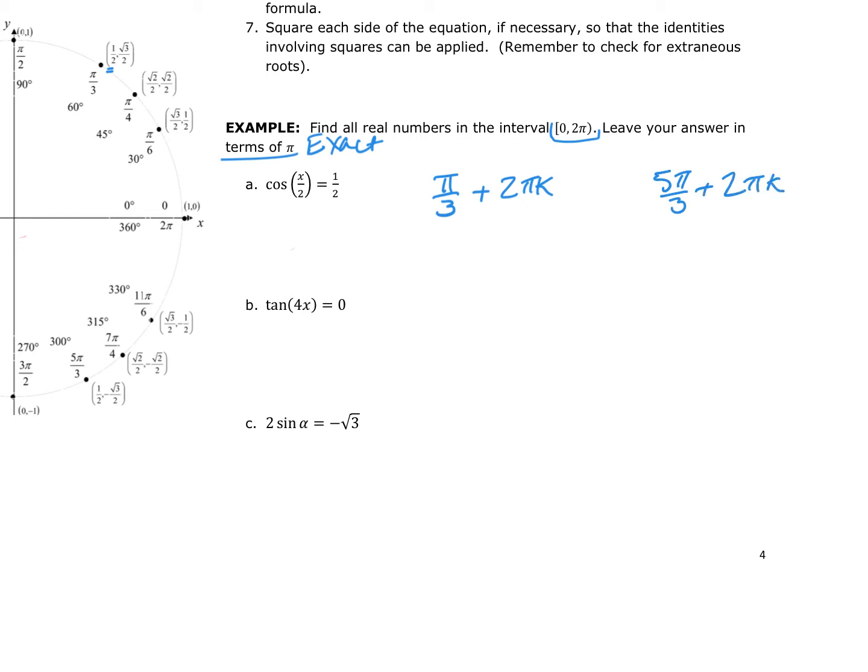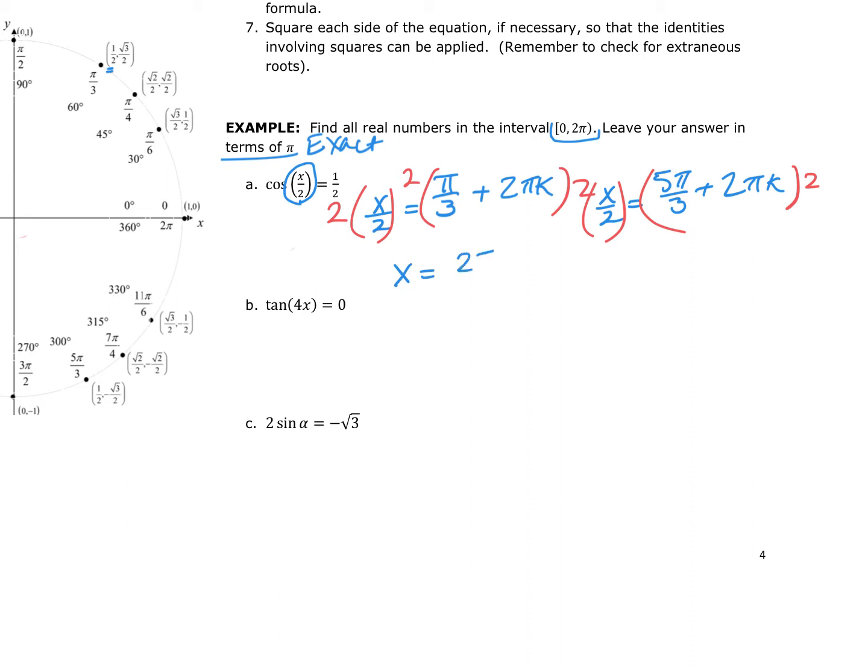Unlike my previous example where I just had a single angle x, I said x is equal to and I'm done. In this case, I've got x over 2 is equal to. I've got to set this angle, which happens to be x over 2, not just x, equal to that solution. Now, to find the solution, I'm going to have to multiply by 2, because then I'm solving for x. So I'm going to multiply both sides by 2 on both equations so that I can isolate my x.